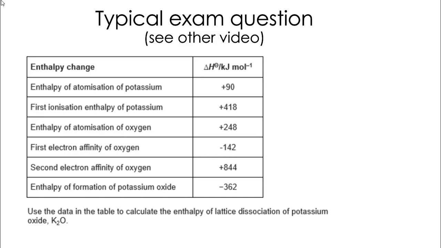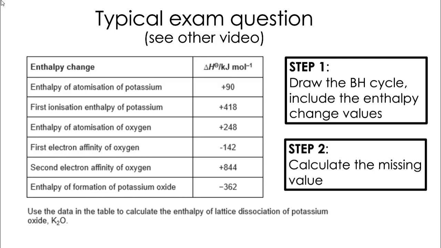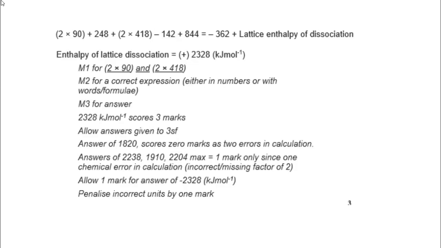It's difficult to do this on the computer screen, so I've made another video drawing out the Born Haber cycle. So take a look at that one. But this is what we need to do. So step one is draw the Born Haber cycle, include the enthalpy change values, and then once we've done that, we can calculate the missing value. But have a look at the video and that will explain it better. So this is the answer to that question. So you should come up with plus 2328 kilojoules per mole from that question.